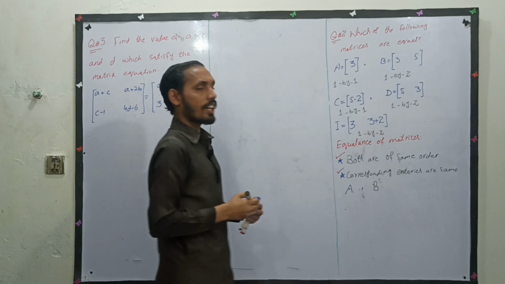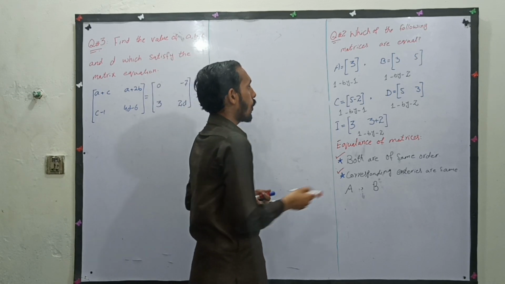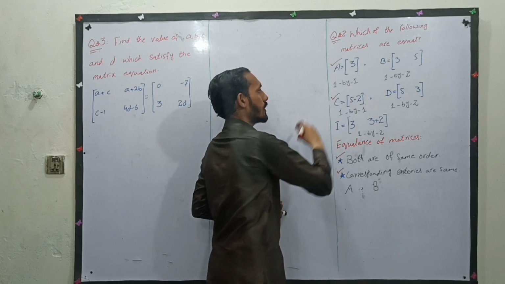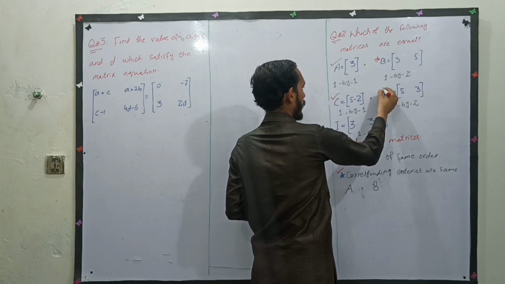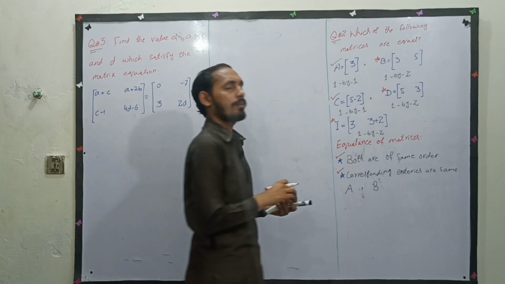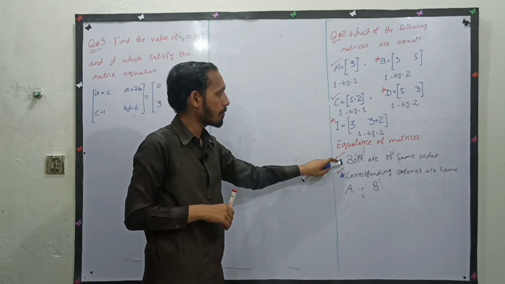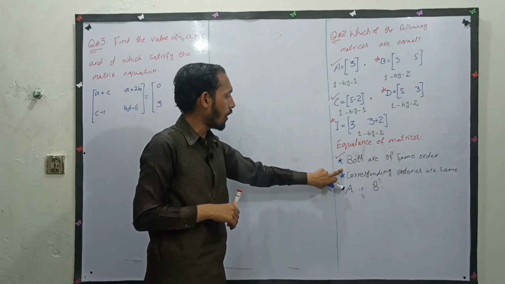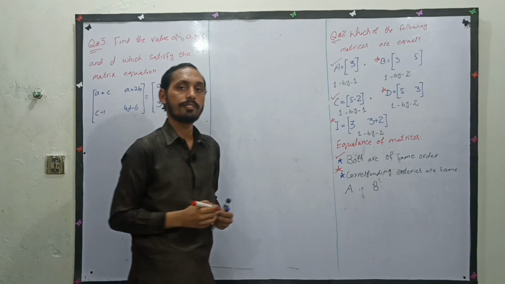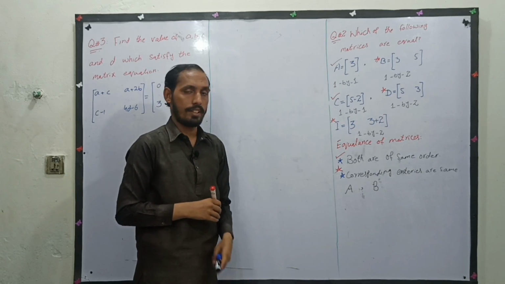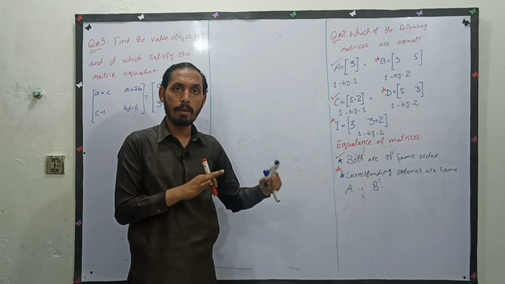And order of I is 1 by 2. For the first condition, order of A and order of C are the same. And B, D and I have the same order. According to the first condition, order of A and C are the same, and order of B, D and I are the same. So the first condition is satisfied for all the given matrices. A and C are the same by order. B, D and I are the same by order.